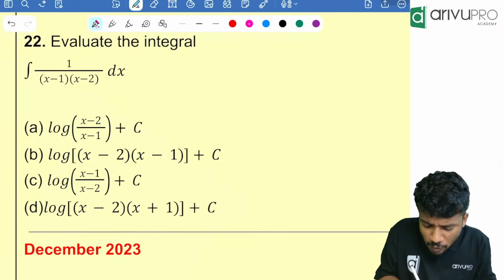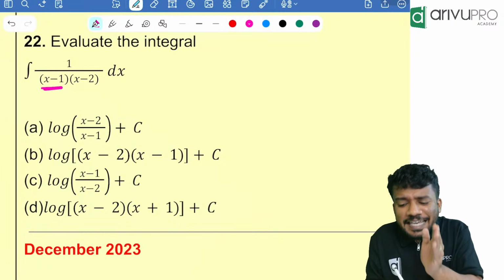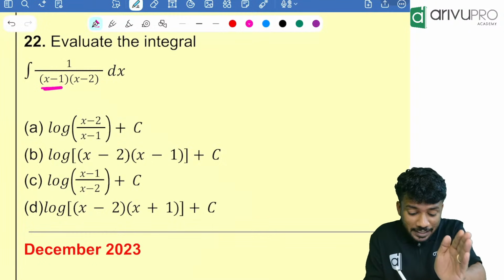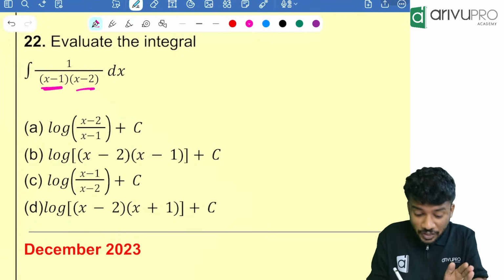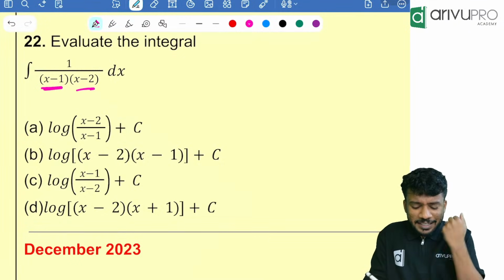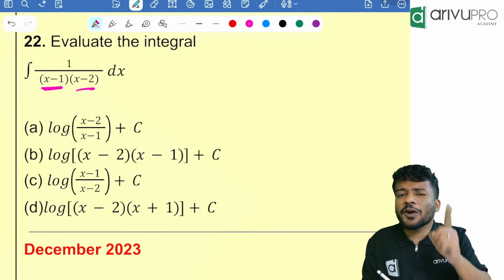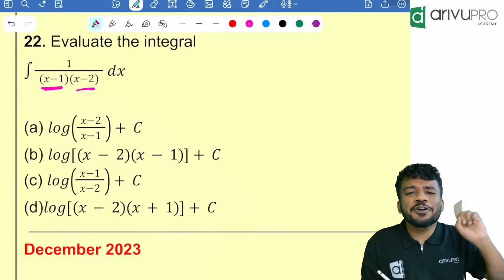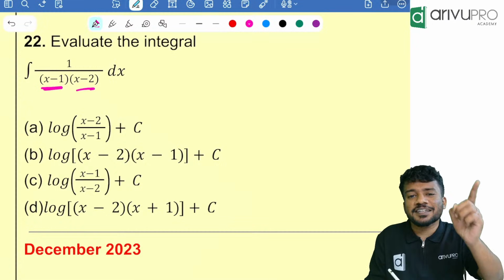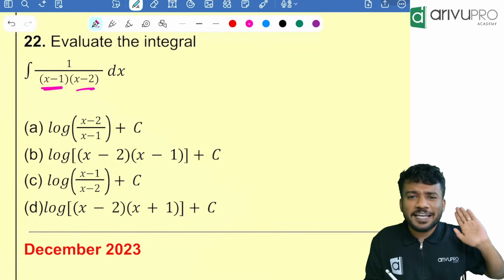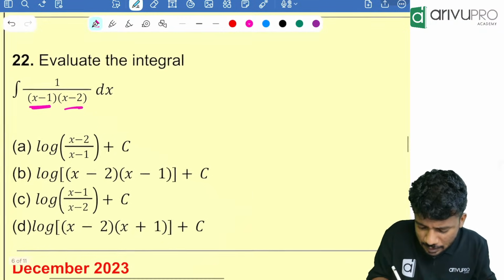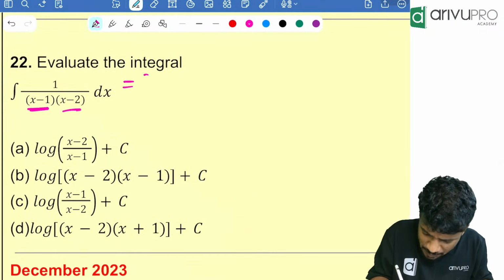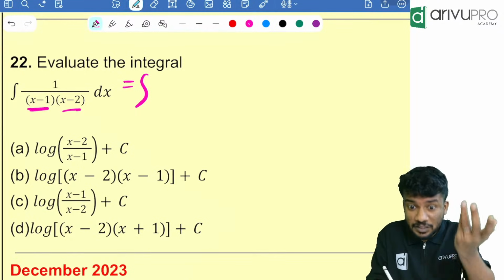Let's see. Here, look here now. (x minus 1) into (x minus 2) is there in the picture, right? So people, you tell me. Looking at the options, log is involved everywhere. Log is involved means what? There should be a function like 1 divided by (x minus 2), 1 divided by (x minus 1). So let me check a possibility. We will check whether it's correct or not.